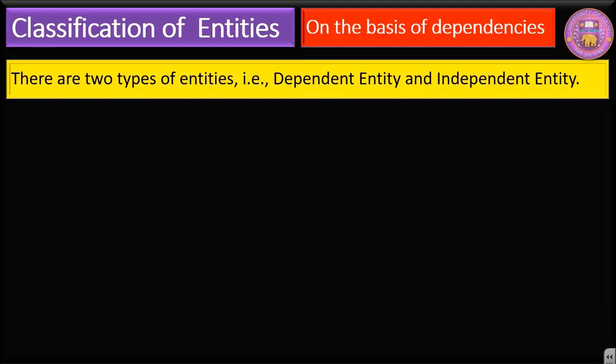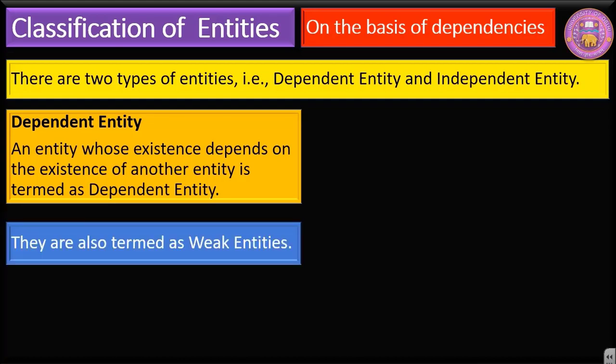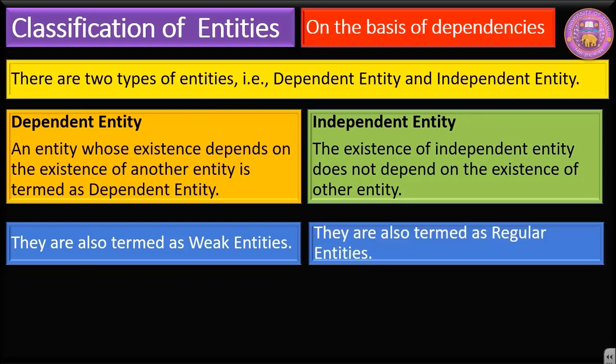On the basis of dependencies, there are two types of entities, dependent entity and independent entity. Dependent entity: an entity whose existence depends on the existence of another entity is termed a dependent entity. They are also termed weak entities. Independent entity: the existence of an independent entity does not depend on the existence of another entity. Independent entities are also termed regular entities.